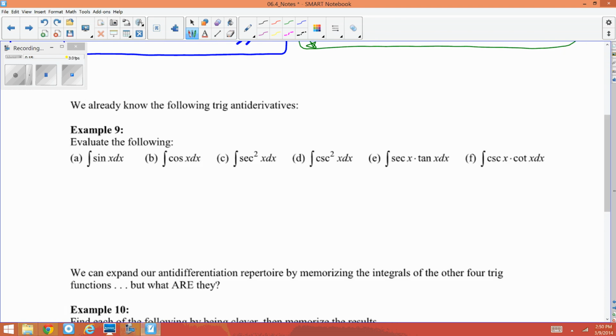Now, I would like you to do this so we could talk about it in class. This will be a great intro to what we're going to do next time. All right, so I'd like you to figure these out. These are really quick. You should already know them. All right, and don't forget your plus C.